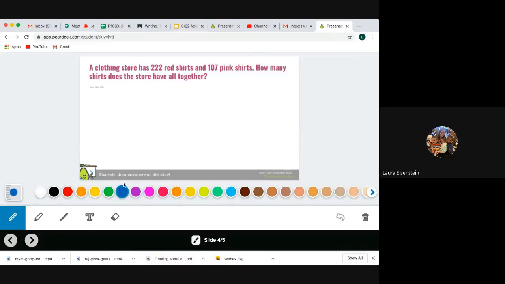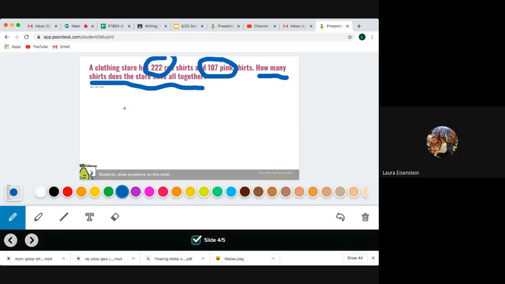A clothing store has 222 red shirts and 107 pink shirts. How many shirts does the store have altogether? So it's just a basic addition problem. How many shirts does the store have altogether? So I know that's addition. So I'm going to circle my two numbers. I have the 222 red shirts and the 107 pink shirts.